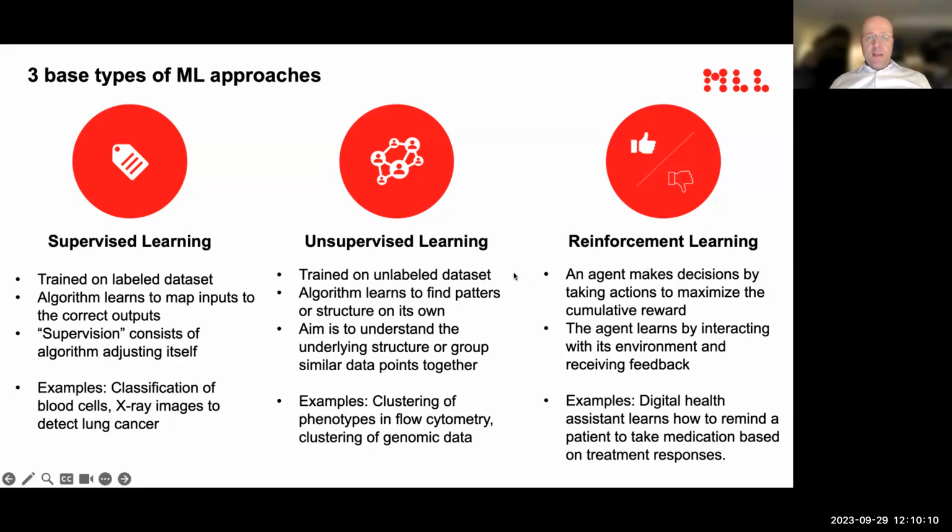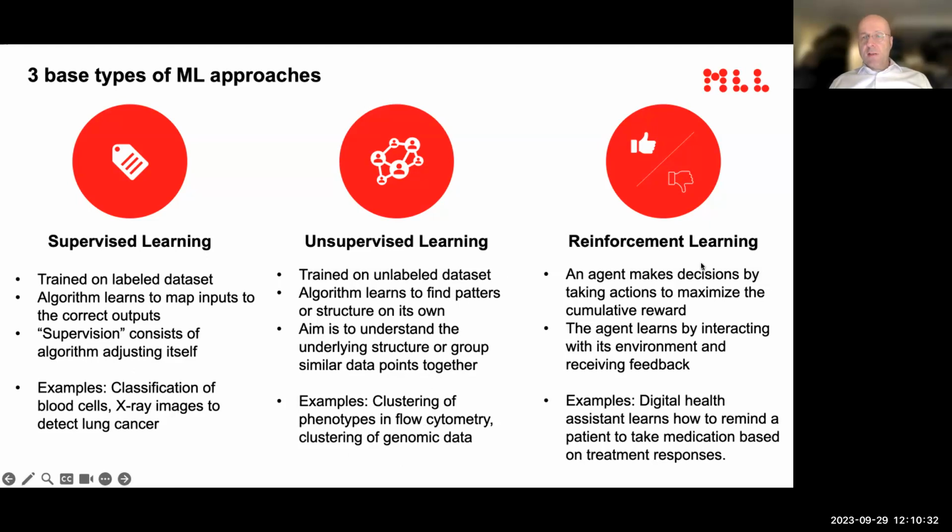Unsupervised learning is characterized by being trained on unlabeled datasets. The algorithm learns to find patterns or structures on its own. The aim is to understand the underlying structure or group similar data points together. And examples are clustering of phenotypes in flow cytometry or clustering of genomic data.